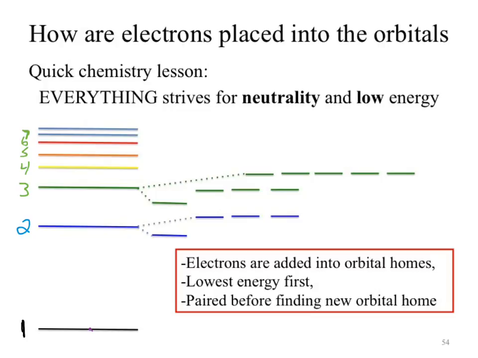As we move up to a new energy level, we get a new type of orbital. With a new type of orbital, we get more orbitals. Okay? So starting at the first energy level, we only have one type of orbital. What was that type of orbital? A sphere, which we called S.